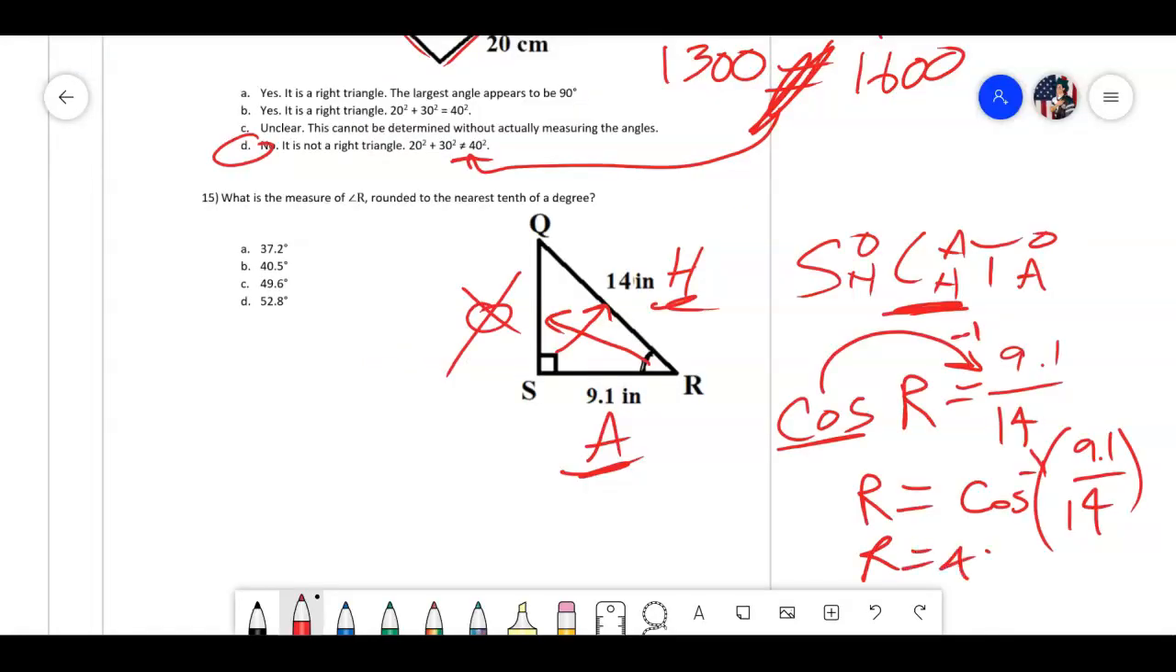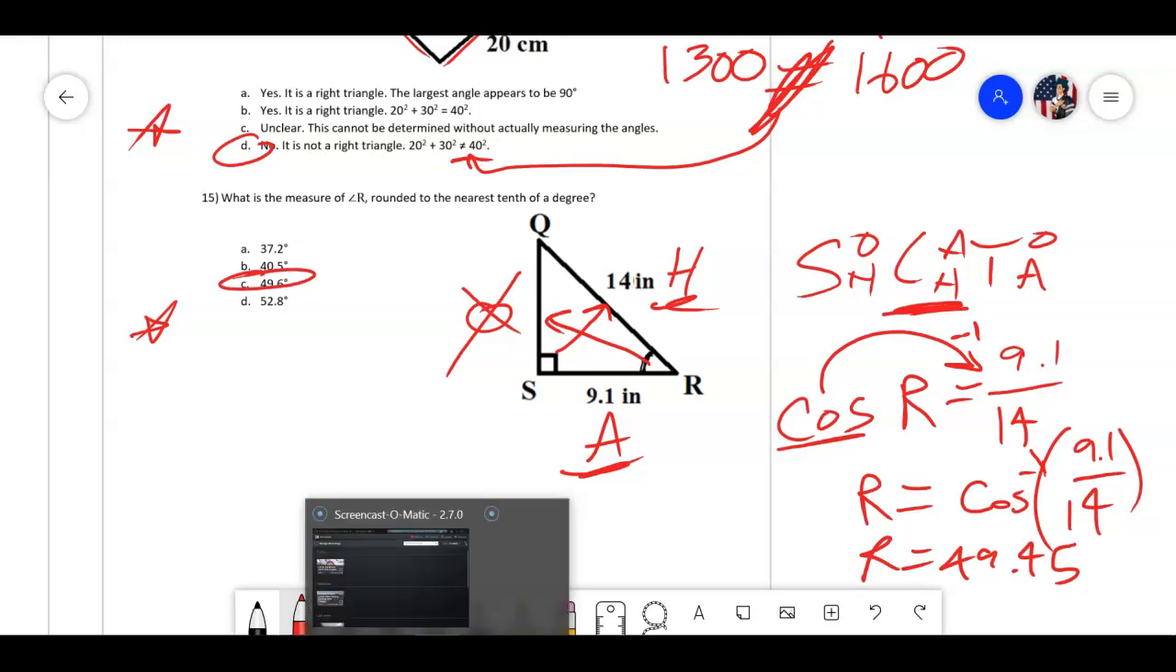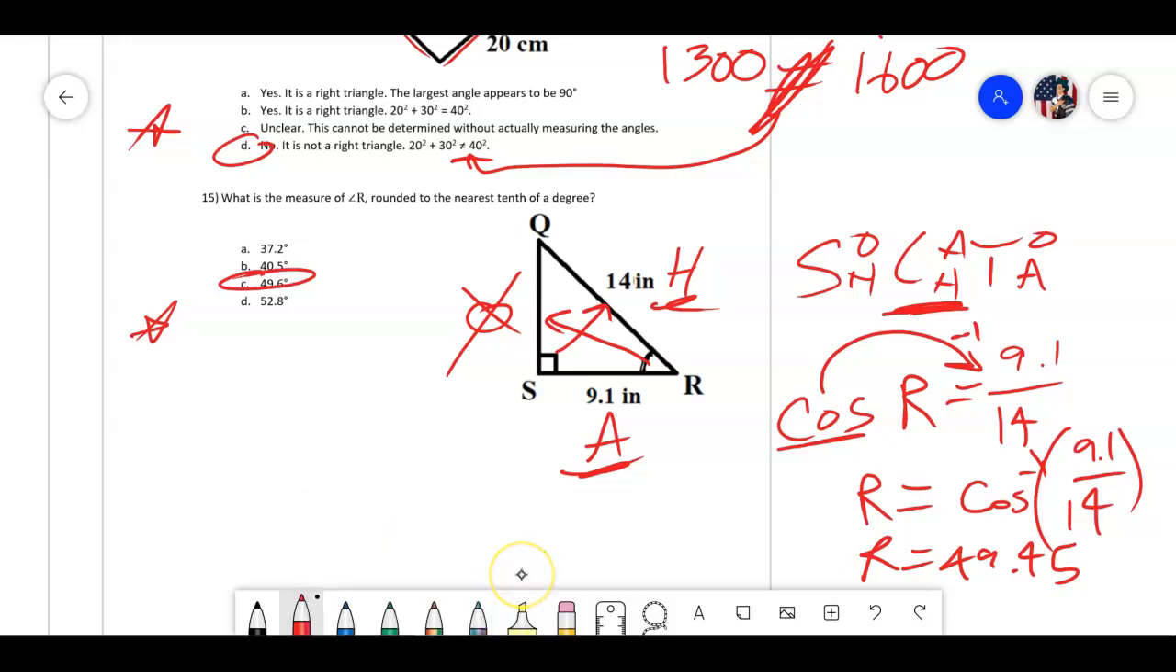49.45. All right, which rounds up to that. All right. So that is our review. So make sure you knock this out, do your best, and be ready for your test next class.